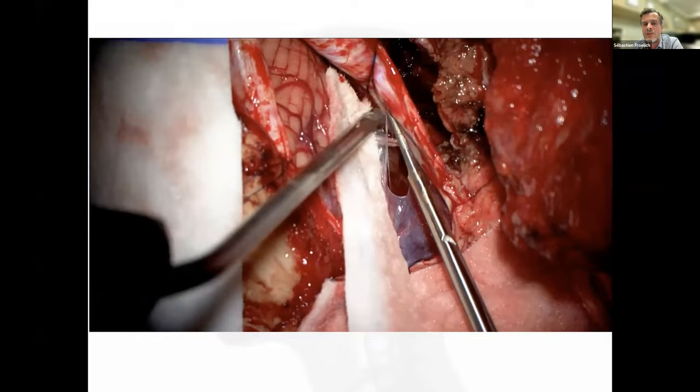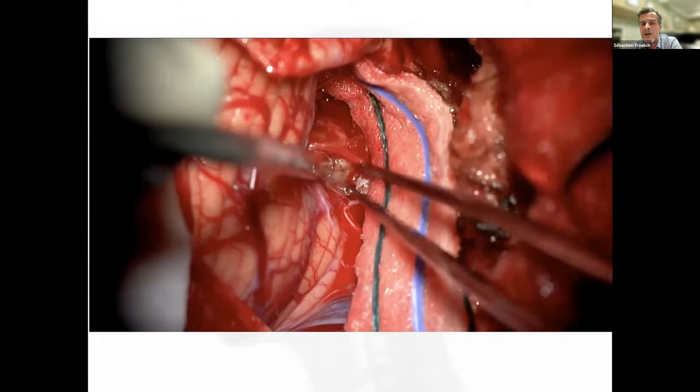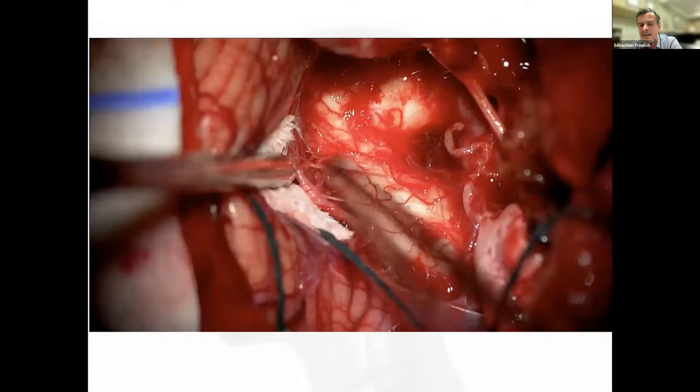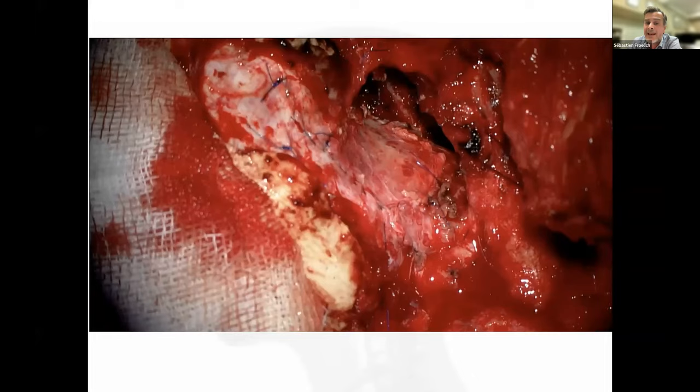And I was happy to have control of my microscope because, as I suspected, it was an infiltrative tumor surrounding the vessels, quite difficult to resect even with the microscope. So here, final advantage is that you can take completely out the infiltrated dura.